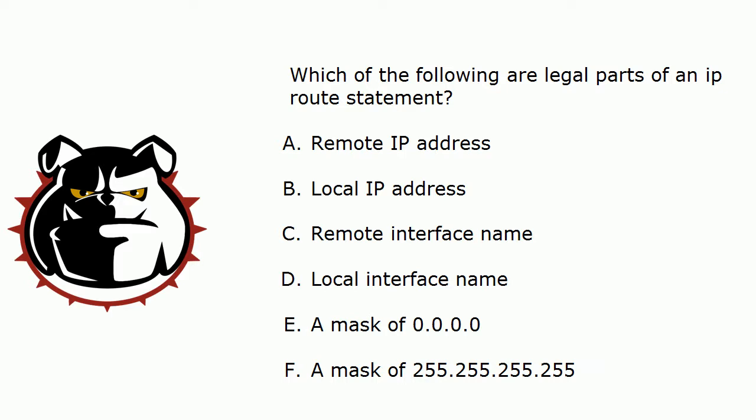Which of these are legal parts of an IP route statement? Well, before we get to the address versus interface, I can tell you that E and F are both legal because your all zeros mask, when are you going to use that? You're going to use that likely for a default route, a default static route. And the all ones mask is what we call a host route, and that is going to be a route to one specific destination. So E and F are both legal.